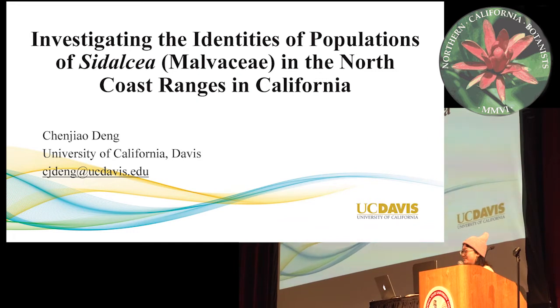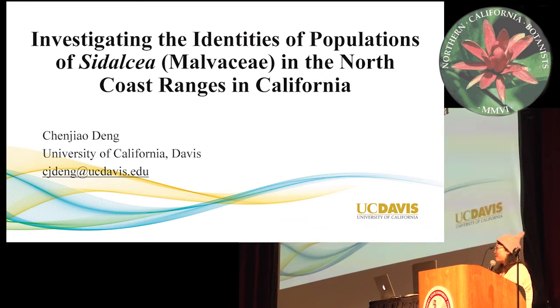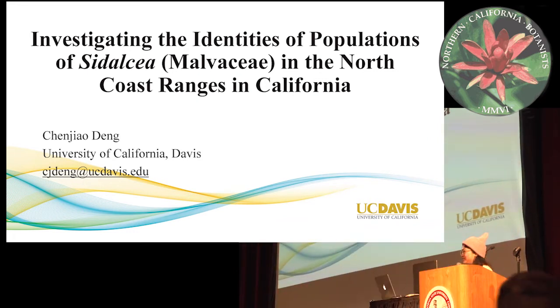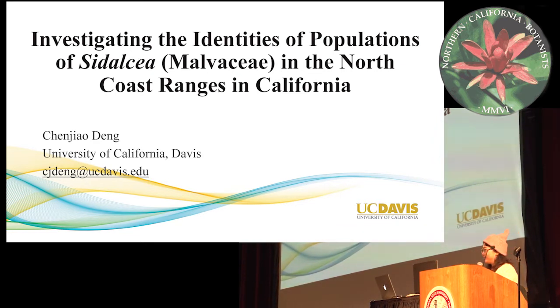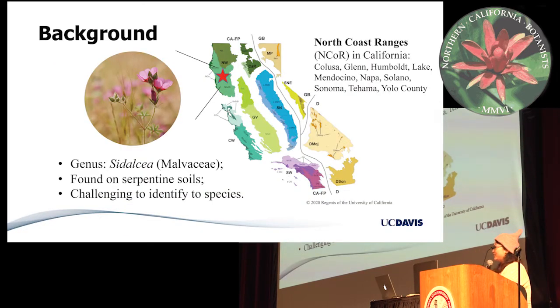To my talk first. So today I would like to talk about my taxonomic investigation on populations of mysterious Sidalcea that we found in the North Coast Ranges in California. So, where are the North Coast Ranges? They are actually a section of the whole California Coast Range from the North San Francisco Bay Area to coastal Humboldt County, which is this area marked as the shallow green here.